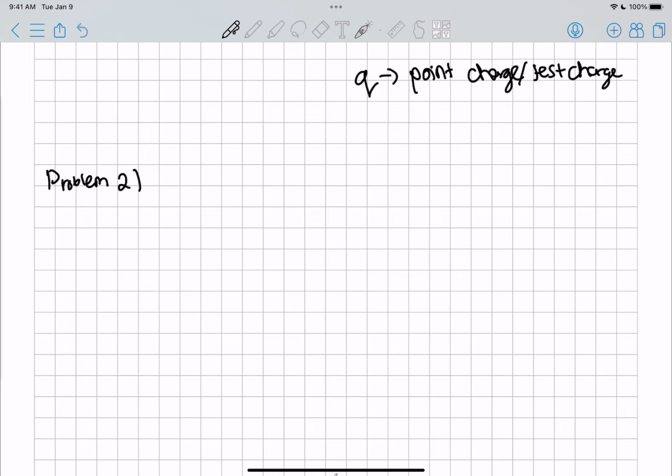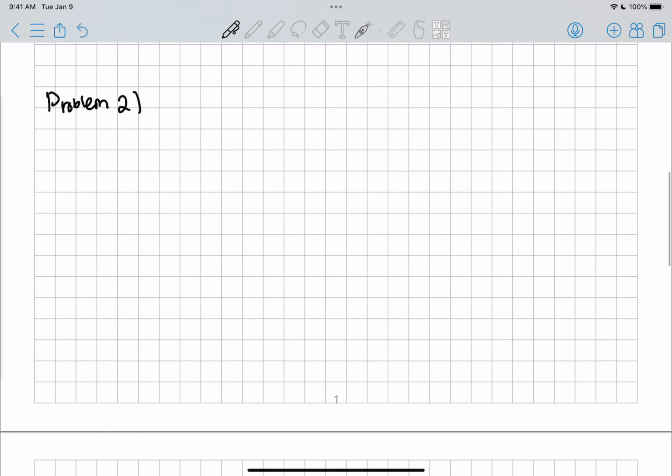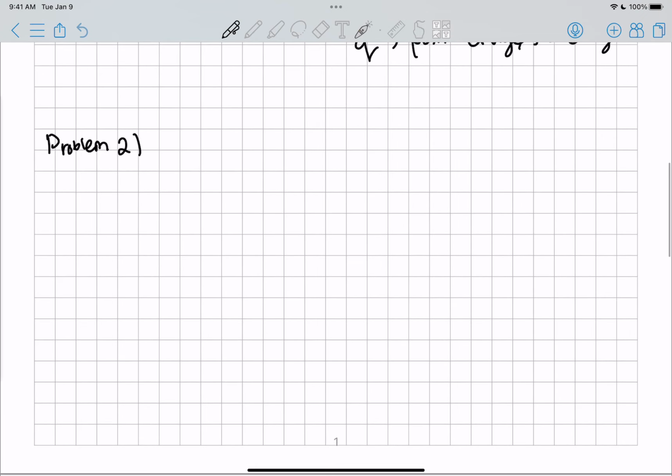So problem 2 now, it says work to relocate. It says in the previous setup, a charge Q is equal to negative 3 microcoulombs, positioned at point A. Calculate the amount of work required to relocate the charge Q to point B. Right, so we want to relocate.